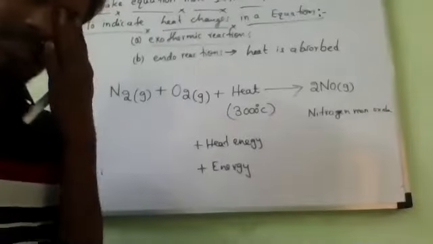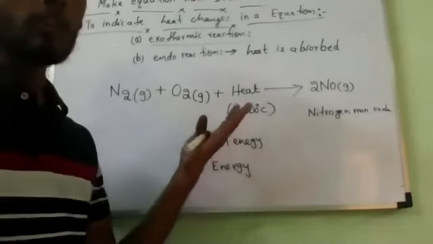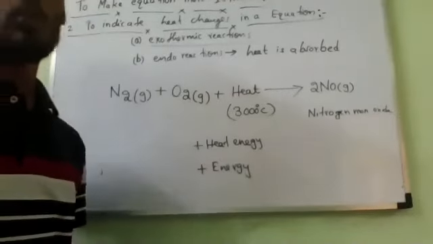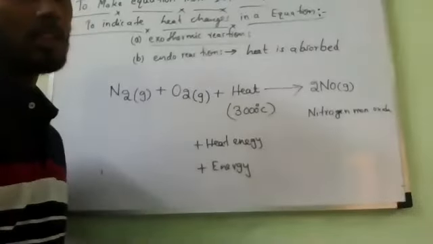Sir, will the amount of heat be the same or different in every reaction? You said 3000 degrees Celsius here. It will be different. For this reaction it is 3000. If you take some other reactions, it will be some other value; it won't be constant. Depending upon the reactants, it will change. Understand? Okay.